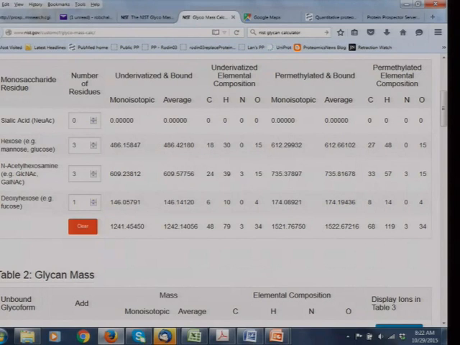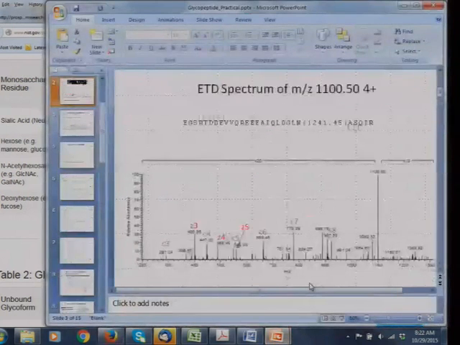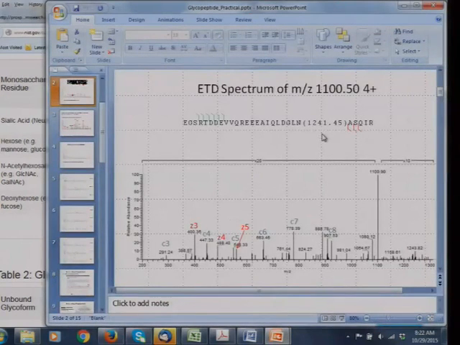What information did you give the web page before? The mass of the peptide? I didn't. Okay, so just the difference. This is just calculating the mass of the glycan. Okay. Yes, so then you add that to the peptide. Okay. So the software came back with an answer that said this is the peptide sequence, and the mass of the glycan is 1241. And so then we're trying to come up with an explanation for the 1241.